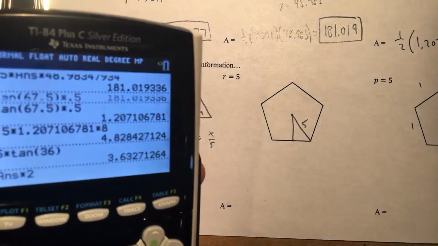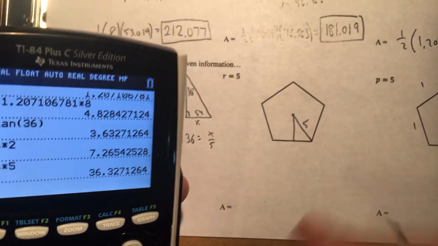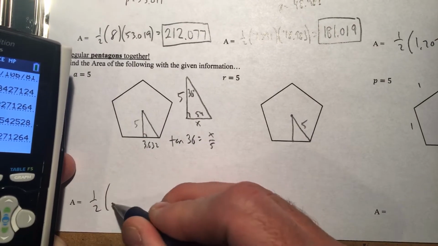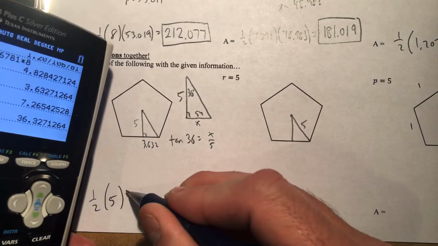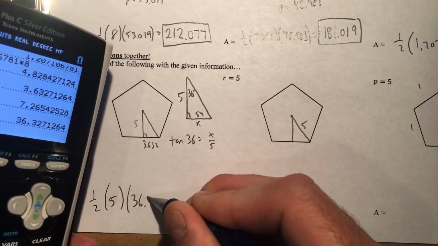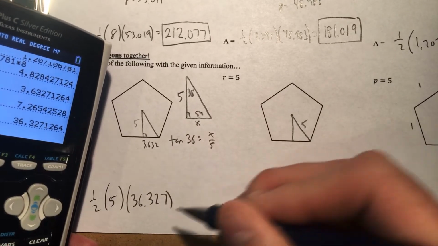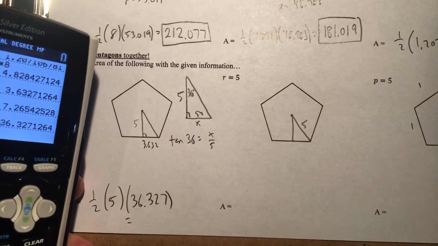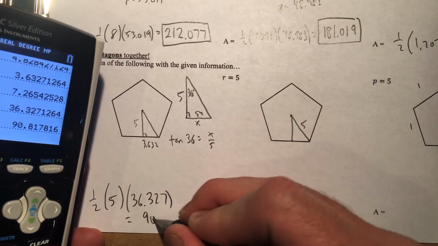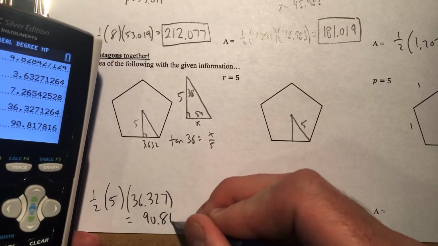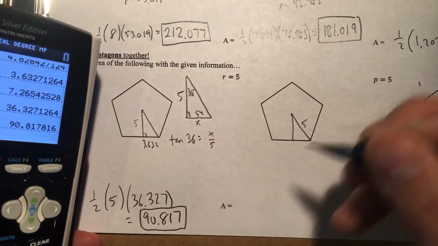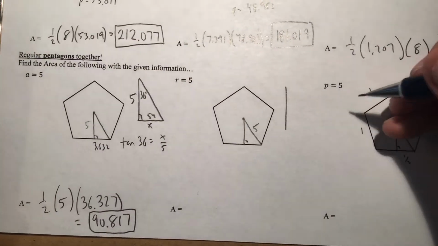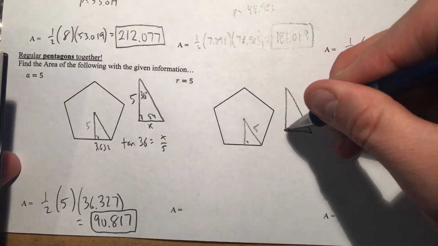3.632 times 2 times 5. Or, of course, just multiply it by 10, because that's going to be it. And I've got 1/2 times the apothem times the perimeter, 36.327-ish. And I get this really pretty, well, times 5 divided by 2, 90.817. That's nice. This guy. Okay, same triangle, same triangle. This is really great, kids. We got a nice little routine going on.